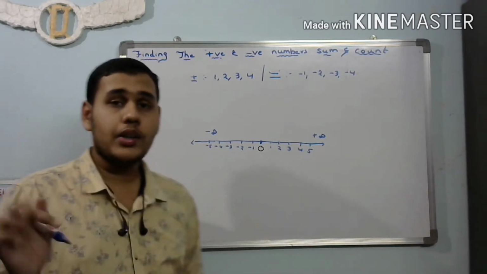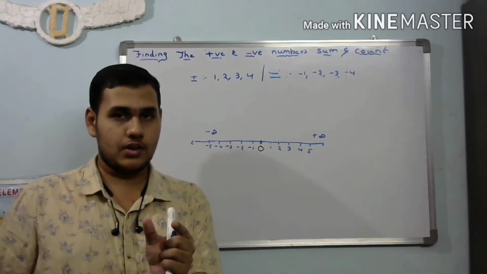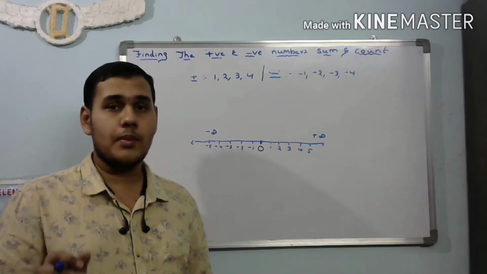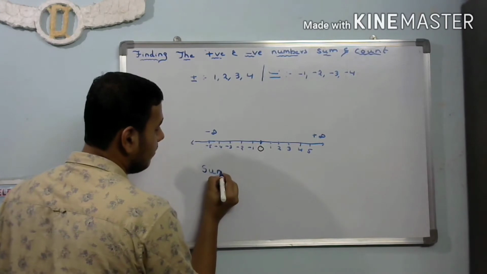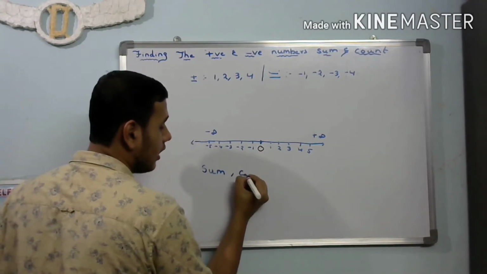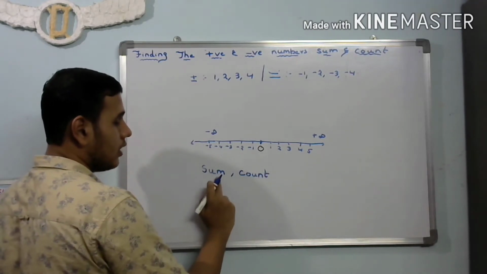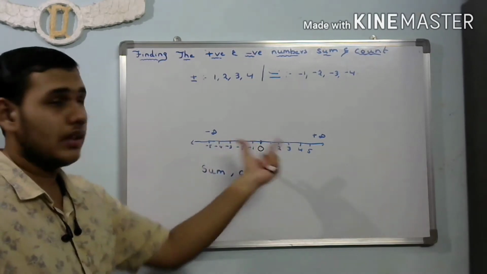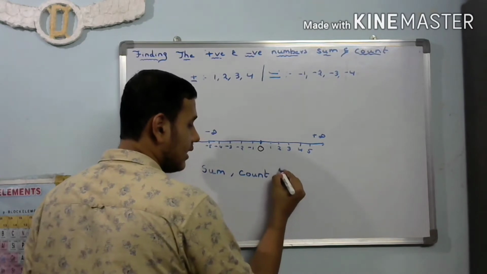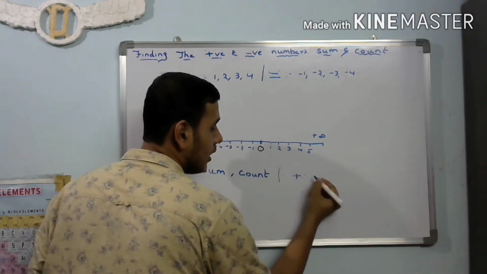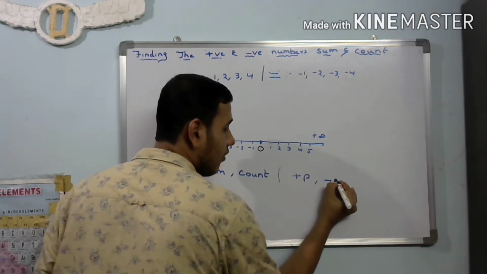I just asked you to find the count and the sum of the numbers. Let me think: the sum, SUM, and I should also find the count, COUNT. So I should find the sum and the count for both kinds of numbers. Now I have two tasks: P for positive and N for negative.